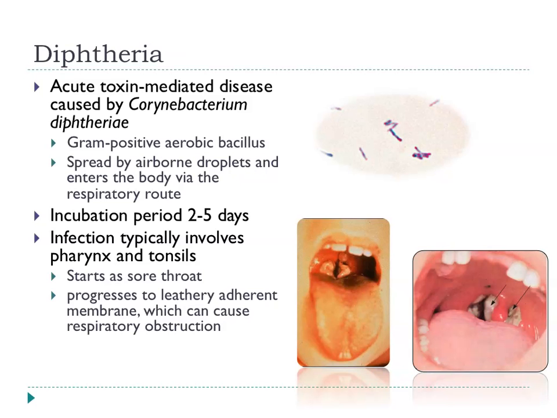Now, it's spread by droplets, and it enters the body through the respiratory route. So someone is coughing or breathing, and then you breathe in their air and you get it. After a few days' incubation period, it typically involves the pharynx and the tonsils. It starts off as just another sore throat, but it typically gets worse and worse, and you end up with this leathery adherent membrane. In fact, the name diphtheria comes from the Greek word for leather. You can see it in these pictures at the back of the throat, this whitish greyish stuff stuck down at the back there.